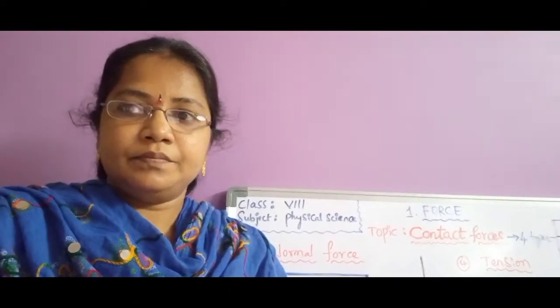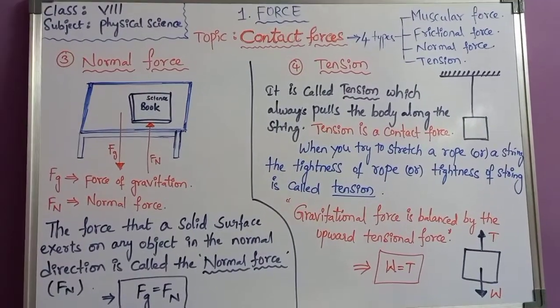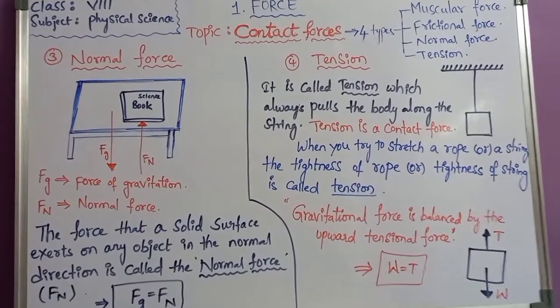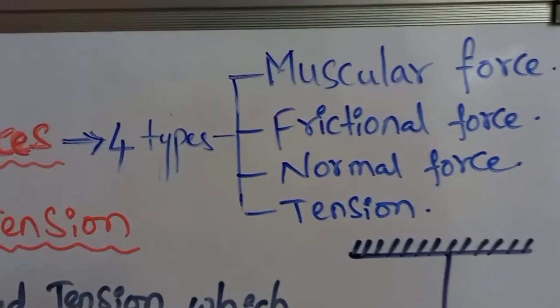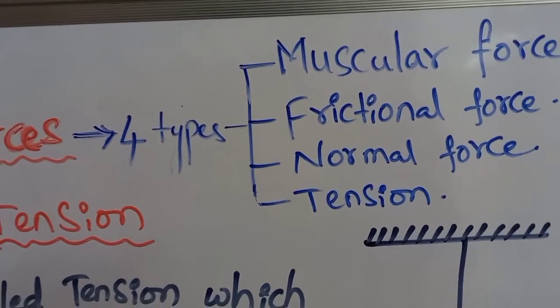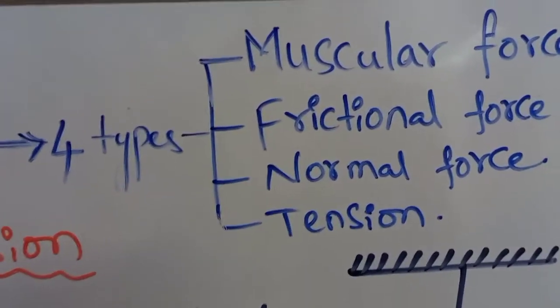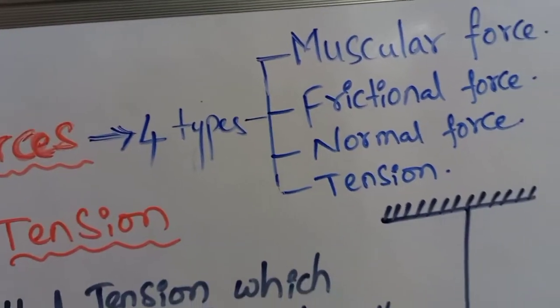Okay, children. Contact forces. Already in the previous session, we have learned that there are four types of contact forces, which I have written here. Muscular force, frictional force, normal force, and tensional force. These four types of forces are called contact forces, as the force is exerted on the object only when the object is in contact with us.